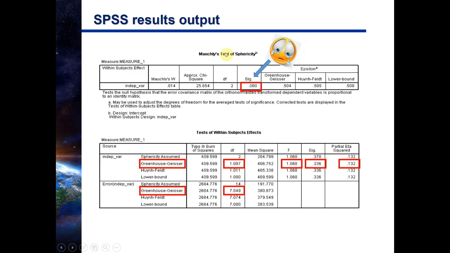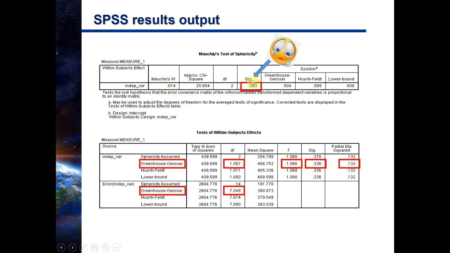Here is Mauchly's test of sphericity, excuse me, and here's the W value for the test itself. I'm not sure actually what this data was from. I think this is just generic data. I don't think it was from the inner voice study. All right, so here's Mauchly's W.